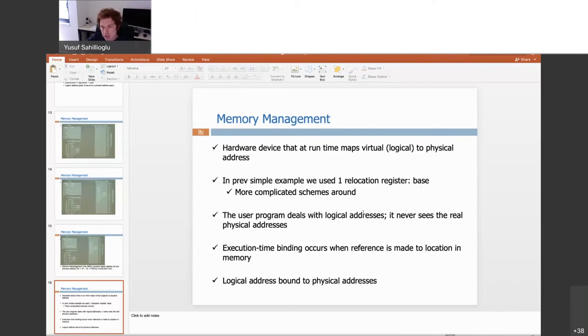So the user program deals with the logical addresses as expected. You have an array, and you just treat that array as a consecutive block. This is what I mean by the user dealing with logical addresses. It never sees the real physical addresses. It doesn't have to. So this is like abstraction. Execution time binding occurs when a reference is made to a location in memory. Because now you need to get to the physical address, since you need to use your transistors, your hardware, to go there and get the correct instruction. And the logical address is bound to the physical address at that time.